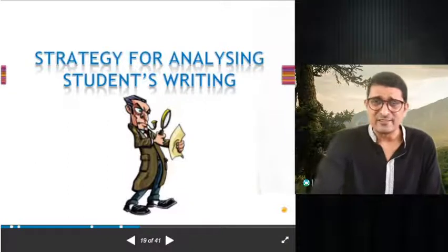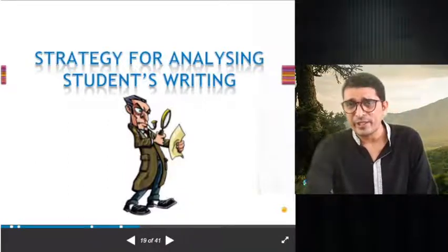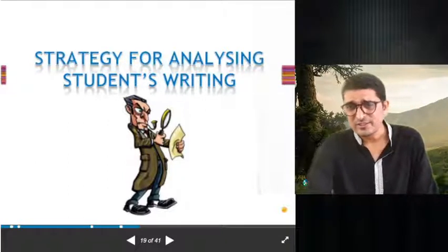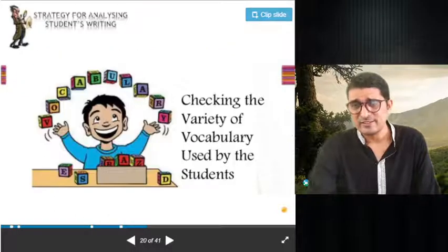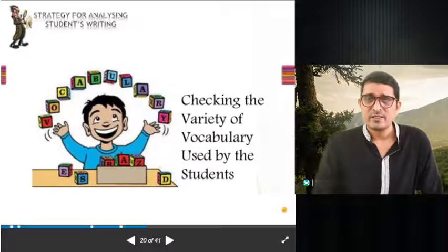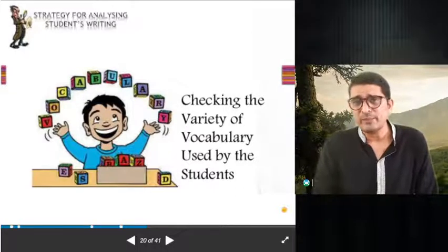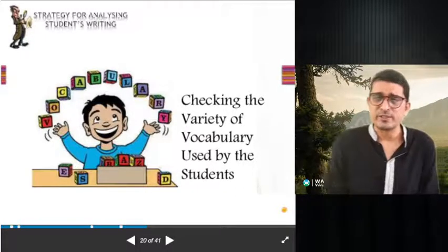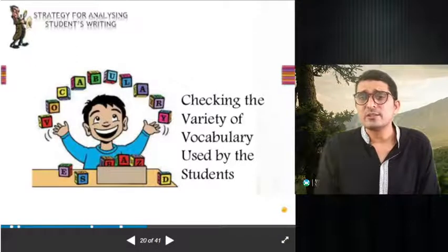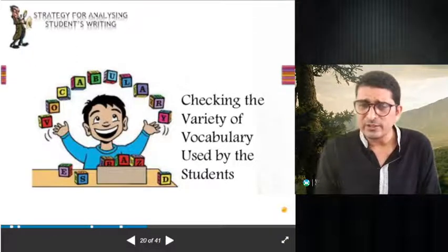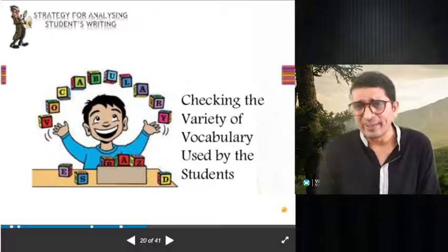Some criteria are there, some strategies are there for analyzing students' writing. Let's look at these strategies. Checking the variety of vocabulary used by the students. Actually, the stock of vocabulary is something important in the case of language development.